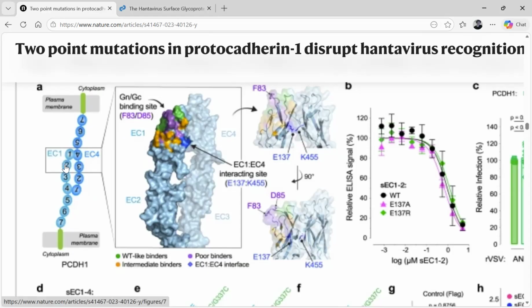Now, EC1 is a location that's above the actual cell membrane on the Protocadherin-1. And the EC4 is that location for the other cell. So you have EC1, EC4, you have EC3, EC2. So this will bind. So they're binding at the EC1, EC4 location, and it happens to be E137, K455. That interaction site will bind two cells together.